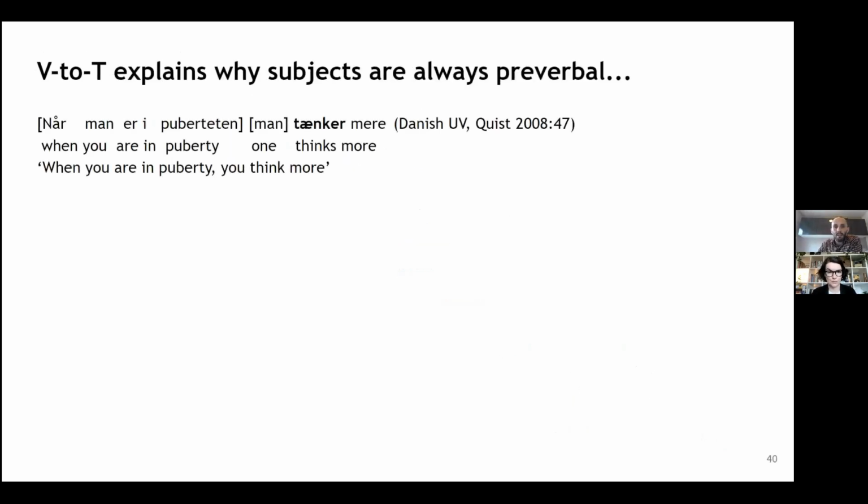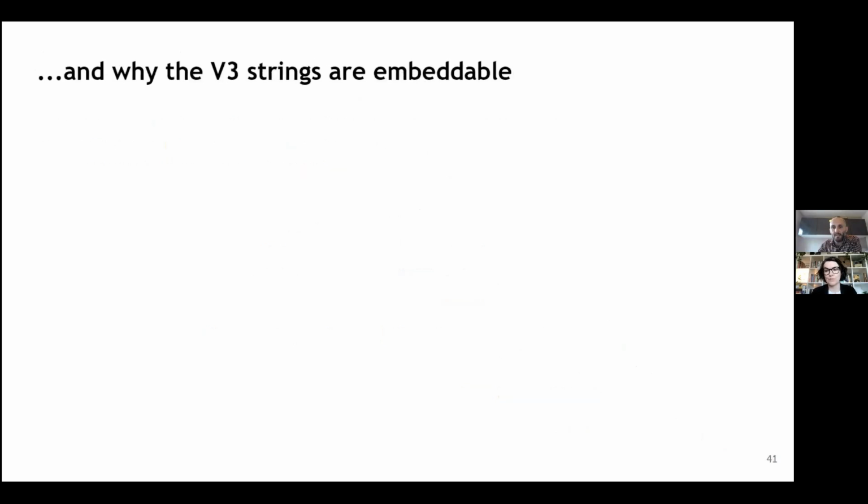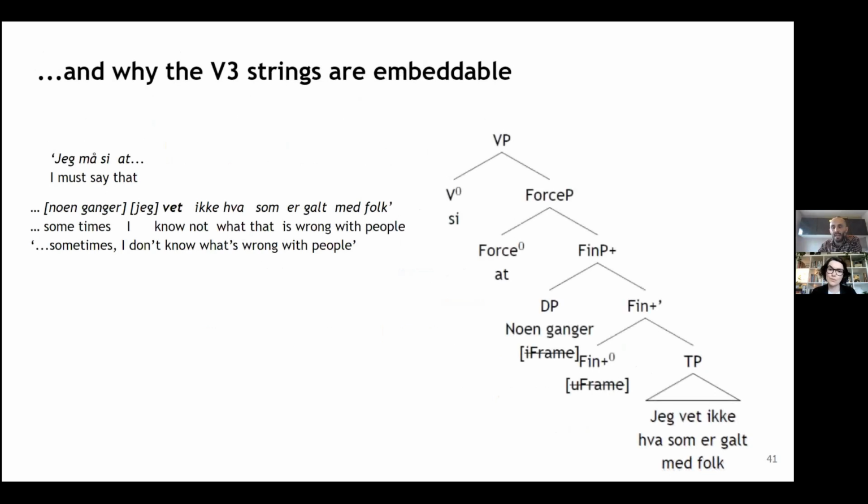So V to T would explain why subjects are preverbal, because if we just assume that this particular feature fails to trigger movement of the verb, then of course we can just put the initial clause into the same feature bundle that we've already postulated, and that explains the position of the subject, and also why the V3 strings are embeddable. Of course, here we have to make use of the ForceP projection, and that is always clear, even for the standard embedded V2 in Germanic.